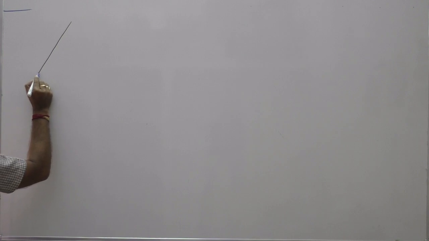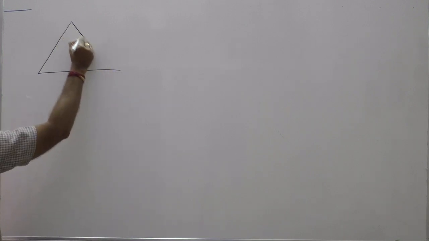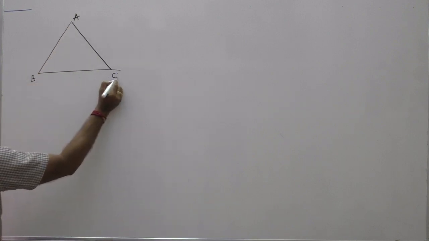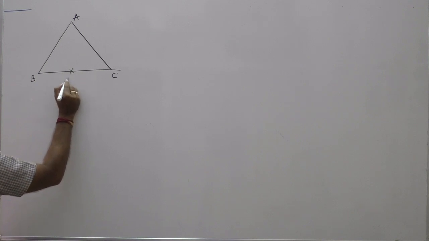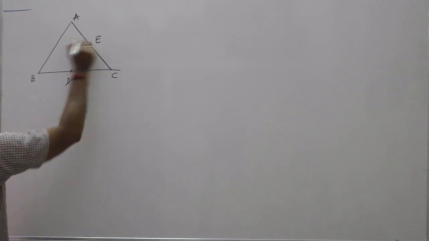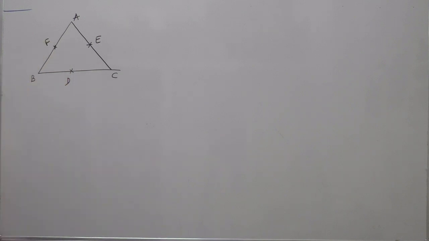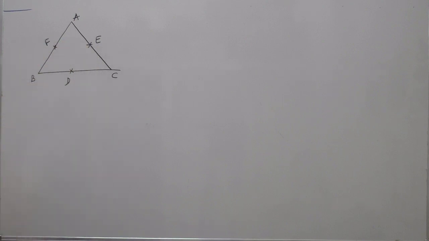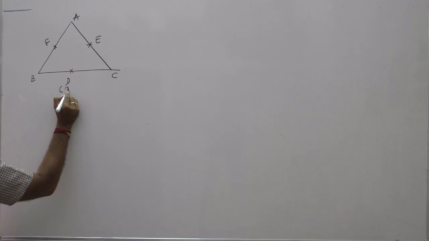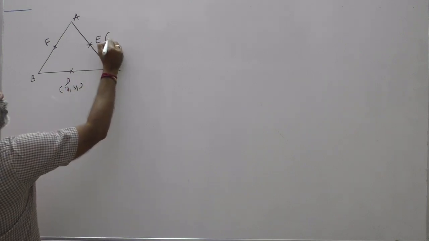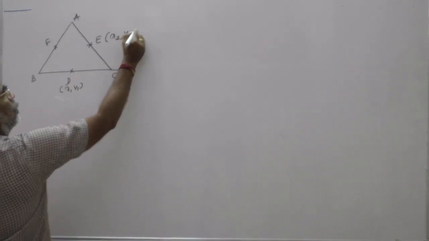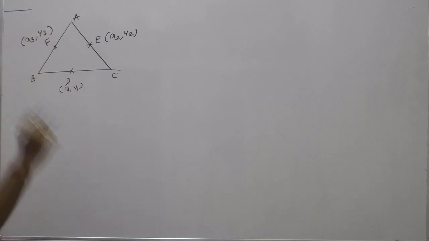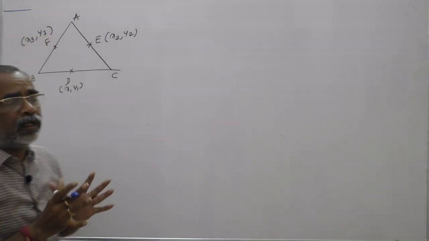If a triangle is given, this is a triangle. Say ABC is the triangle. So D, E, F be their midpoints. These are midpoints. Generally vertices will be given and we can find the midpoints easily. When midpoints are given, so x1, y1, x2, y2 and x3, y3. If midpoints of the sides of a triangle are given, how to write the vertices?